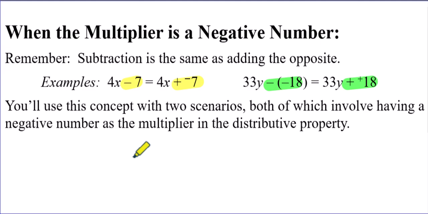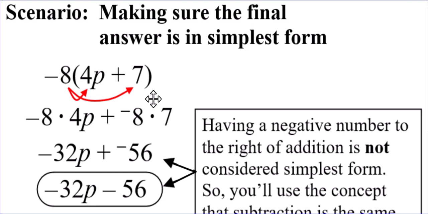Why am I going over this? Well, because you're going to use this concept, that subtraction is the same as adding the opposite. You're going to use that for 2 scenarios, both of which involve having a negative number as the multiplier in the distributive property. Let me show you what I mean. Take a look at the bottom. Here's the first scenario we're going to look at. We're going to make sure our final answer is in simplest form.